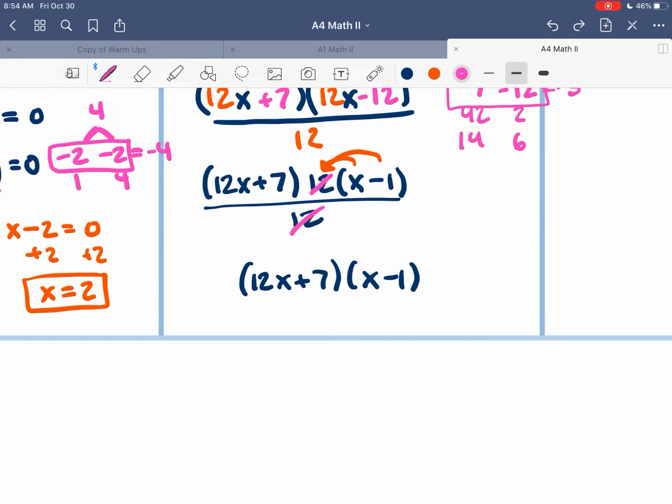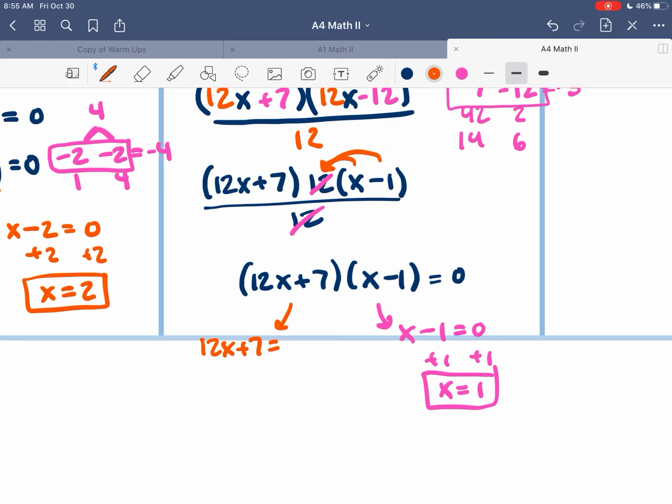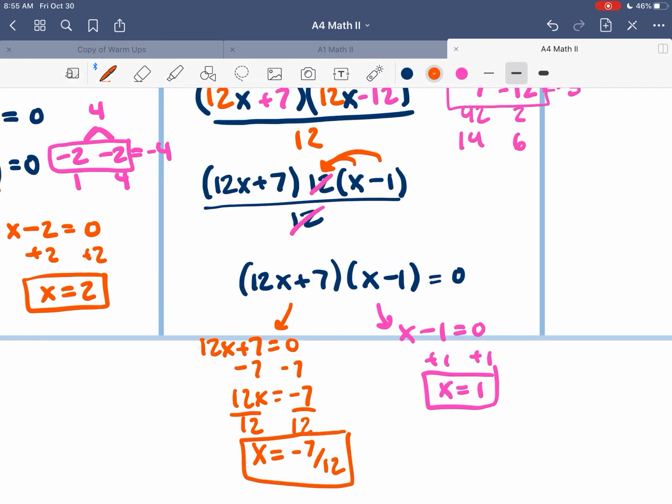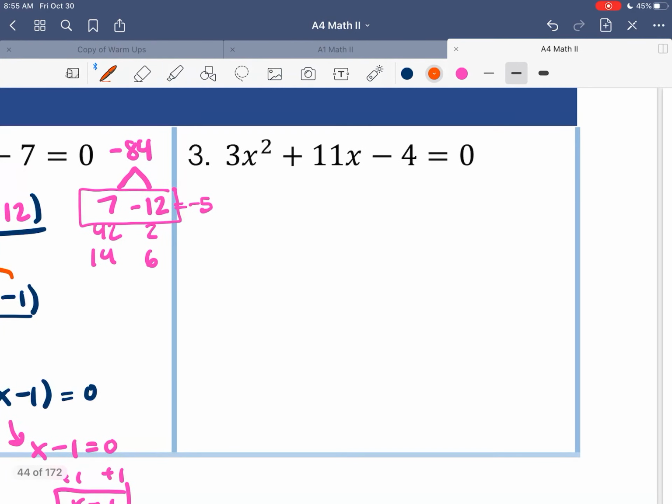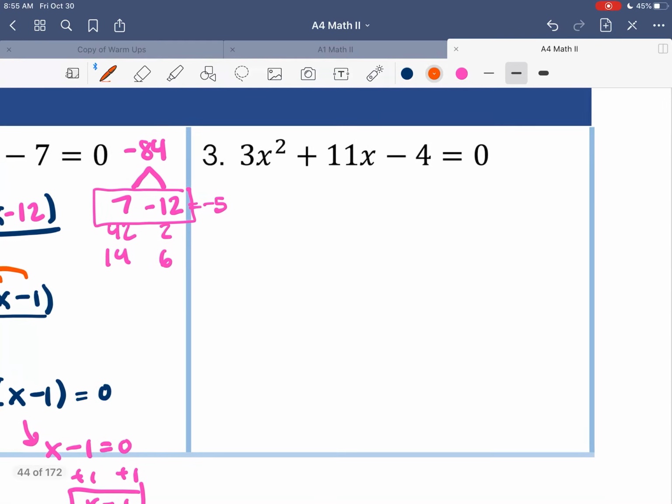Oh, I forgot that we were looking for x values on this one, so we're going to keep going. Equals 0. We're going to set both of these equal to 0 and then solve. X equals 1. That's the nice one. This one's going to be a fraction. 12x plus 7 equals 0. Take away the 7. Then divide by 12. And you get x equals negative 7/12. Beautiful. MathSpace will want it in a fraction, so please don't get decimals for those. Just leave them as they are.